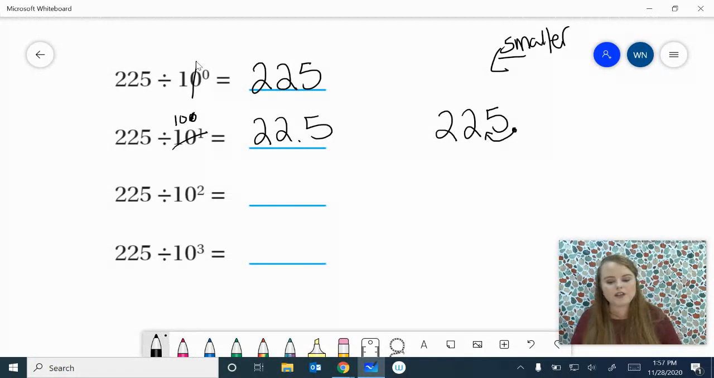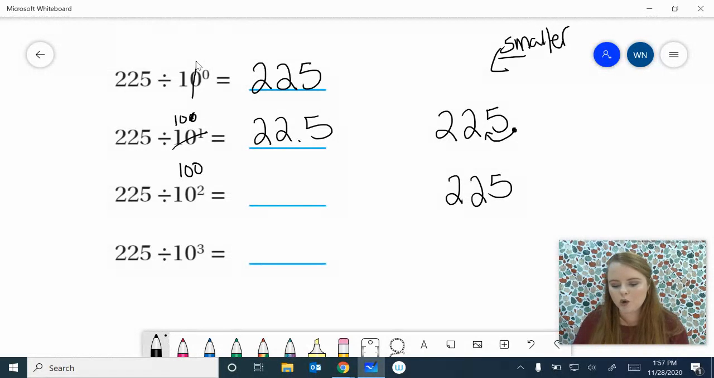Let's go ahead and look at the next one. 225 divided by 10 to the second. Remember, 10 to the second is the same as saying 100 because there's 2 zeros. And we're going to do the exact same thing. We've got 225. We're going to divide by 100. So we're making it 100 times smaller. Your decimal point at the end, we're going to swoop in 1, 2. Our answer is going to be 2 and 25 hundredths.